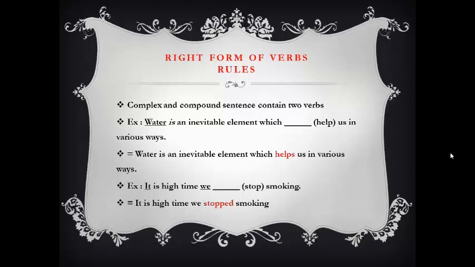It is high time we stop smoking. So you know, it is high time, it is time. The verb indicates past tense. So it is high time we stopped smoking. It is high time we did our lesson. It is high time we completed our homework. It is high time we avoided bad company, and other examples. My dear all students, let's watch the next slide.